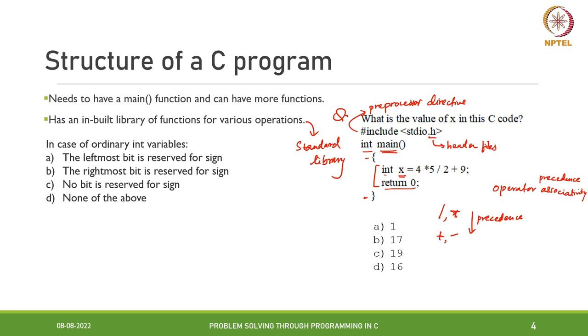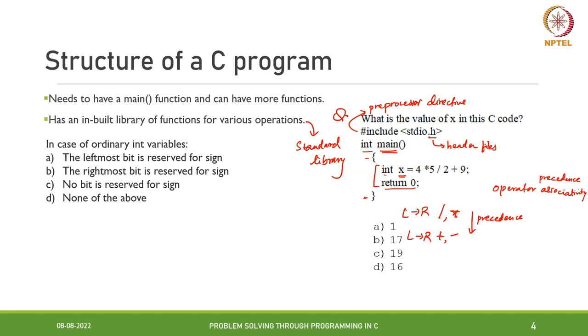Now when there are operators of similar precedence, for example, here you have a multiplication and a division operation next to each other, which should be done first? That is where our associativity rules come into play. For these operators, multiplication and division, the associativity rules say that we will go from left to right. So we'll go from left to right and solve.